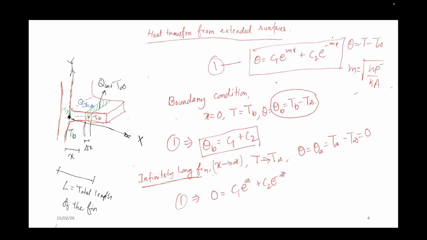What is e to the power minus infinity? That means 1 by infinity. So more precisely I can write this as C1 e to the power infinity plus 0, because e to the power minus infinity is 1 by e to the power infinity, which is 1 by infinity, that means 0. That's why I have written this as 0. So more precisely I can write C1 as 0.